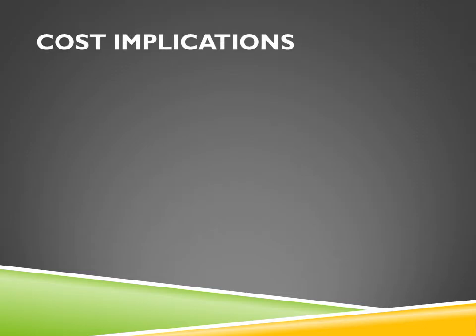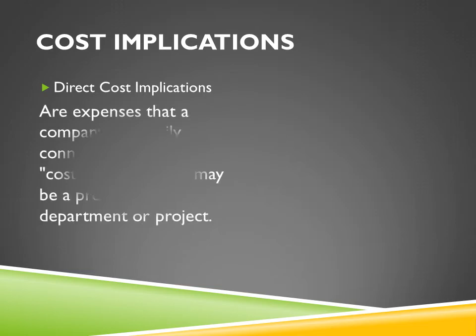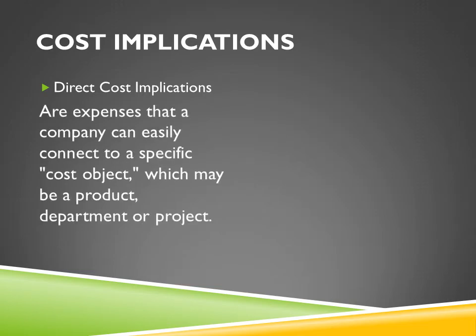On the other hand, we also need to consider the cost implications if the business is up and running. So there are two types of implications. First, it's the direct cost implications. So these are the expenses that a company can easily connect to a specified cost object, which may be a product, department, or project. Labor and direct materials, which are used in creating a specific product, constitute the majority of the direct cost.